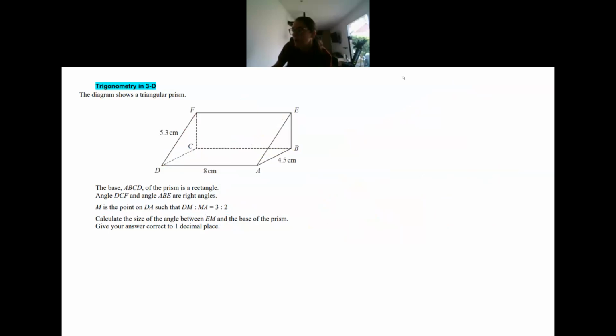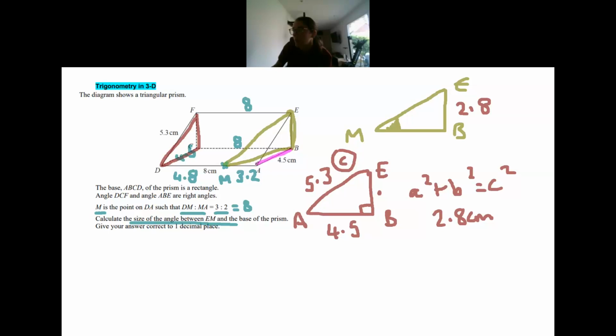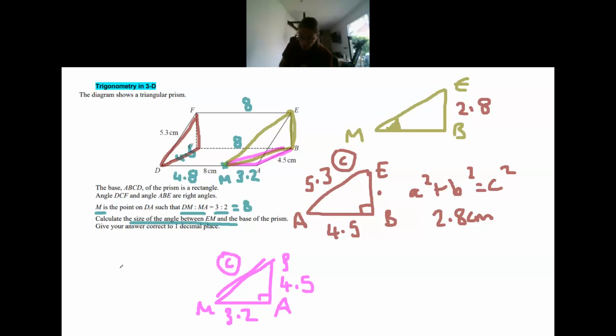If I was looking from a bird's eye view, looking down at the base, that's a rectangle, that's a right angle. So BAN, there's my 90 degrees. I know A to M is 3.2, I know B to A is 4.5. If I find B to M, it's common as the base of this triangle. Again, this is another Pythagoras, but this time we're finding the hypotenuse.